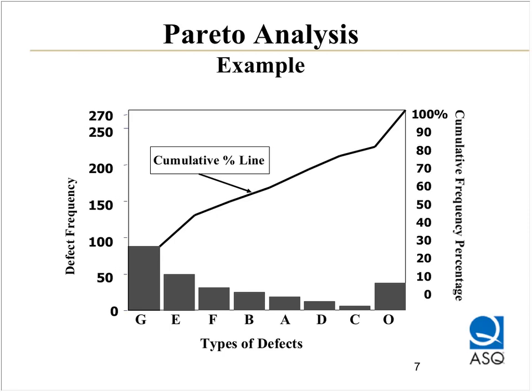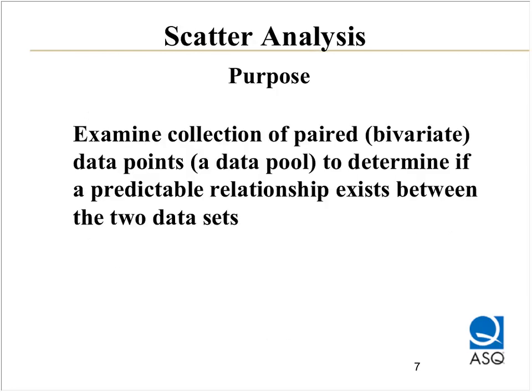Now, having said all that about Pareto, it's time to talk about scatter analysis. In this case, the purpose of a scatter analysis is to examine a collection of paired, also known as bivariate, meaning two variables, data points, and this collection is known as a data pool, to determine if a predictable relationship exists between the two data sets, that is, between one variable and the other.